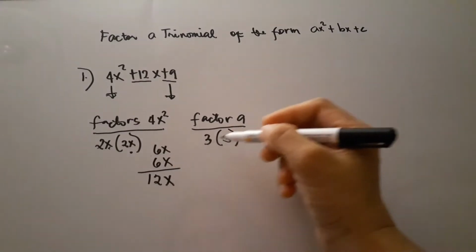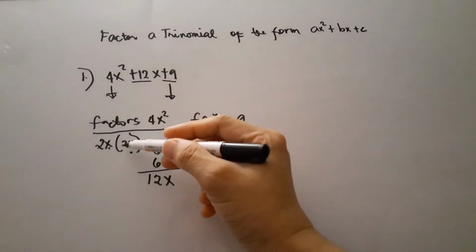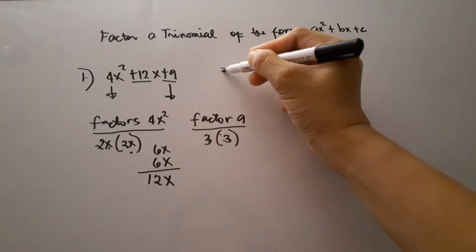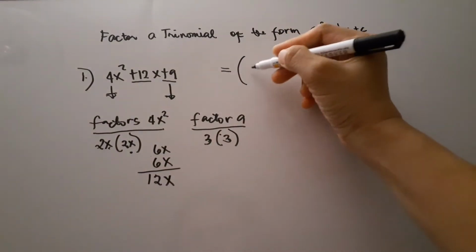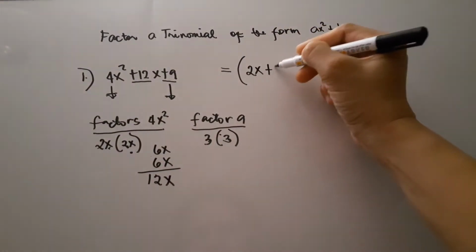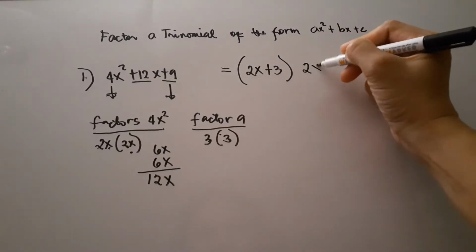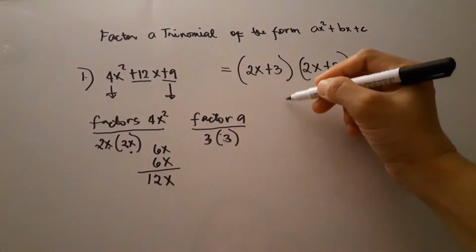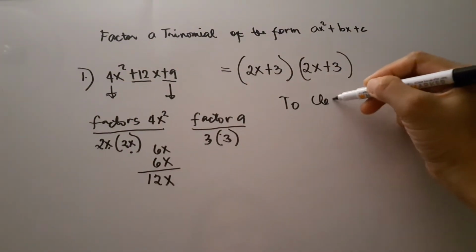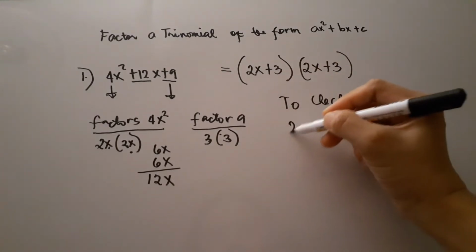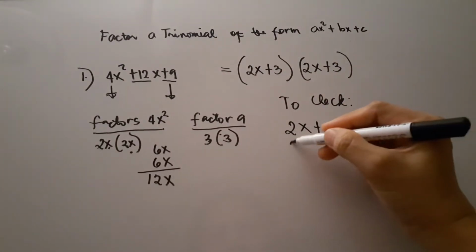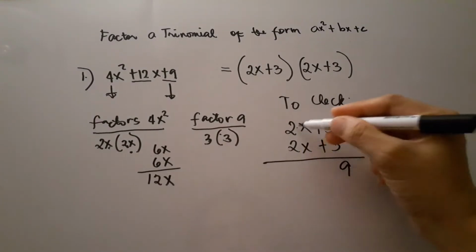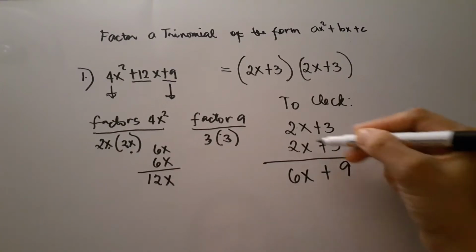So 3 times 2x becomes 6x. And let's try if it is correct. We can combine this 2x plus 3 together in this factor. So 2x plus 3 times 2x plus 3. Then remember, factoring is the opposite of multiplication. So you should know how to multiply polynomials. Then in multiplying polynomials, you can check if your factor is correct.